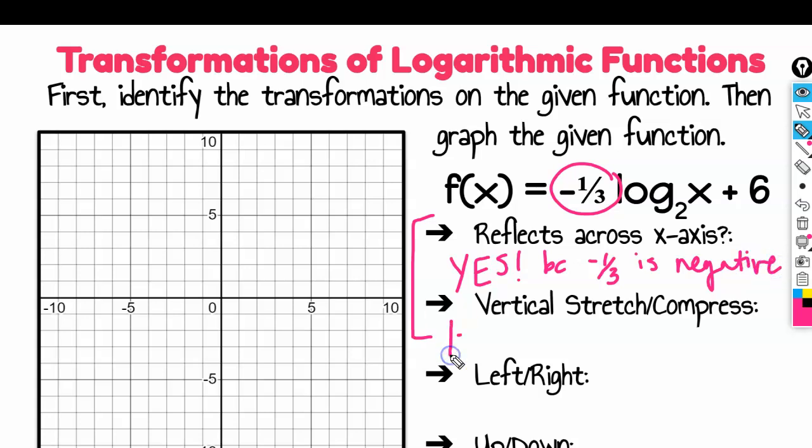Then when I look at the absolute value of negative 1/3, that is just positive 1/3, which is smaller than 1. Since it is smaller than 1, that would be a vertical compression.